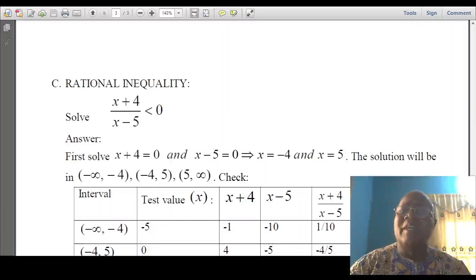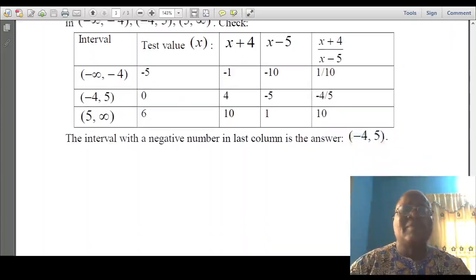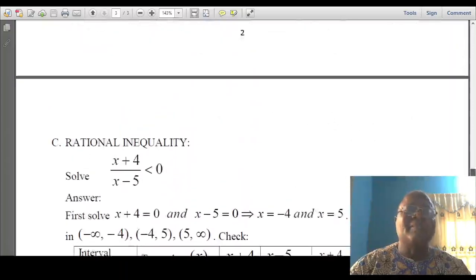Let's look at the table again. The same procedure, with test values minus 5, 0, and 6 in that order. For the numerator and denominator, these are the values you have. So if I divide this by this, I get 1 over 10. If I divide this by this, I have this. If I divide 10 by 1, I have 10. Now, which one is negative here? You can see the second one, between minus 4 and 5. And that defines the solution to the problem of this inequality.